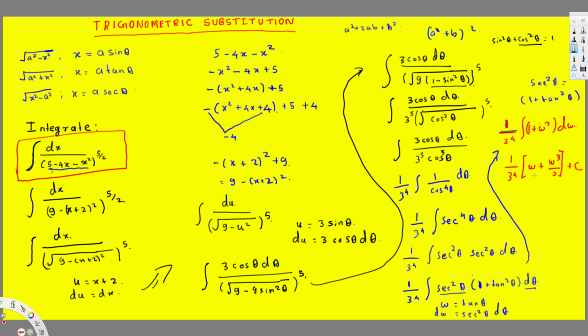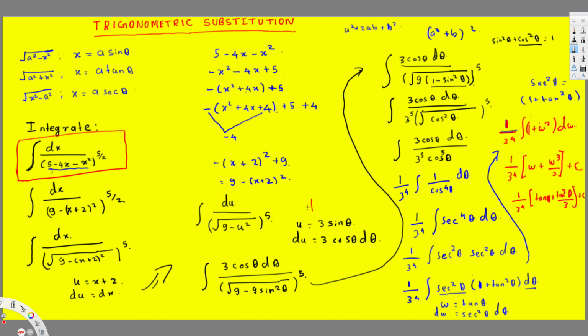So let's go from w to theta first. We have substituted tan theta for w. So if I do that, it's going to be 1 over 3 to the power 4 tan theta plus tan cube theta over 3 plus constant. So this is in tan format. We have derived tan from where? From this one: u is equal to 3 sin theta.